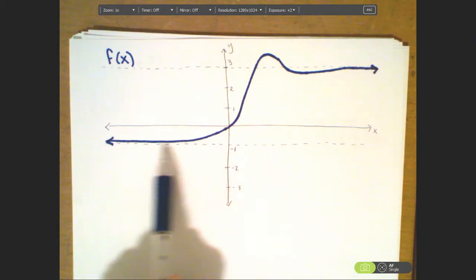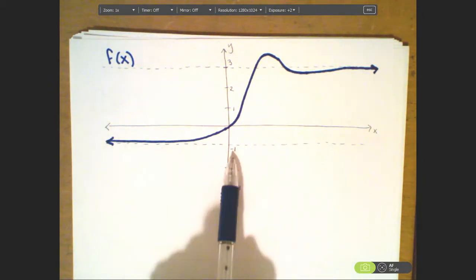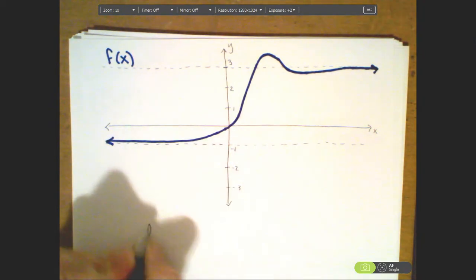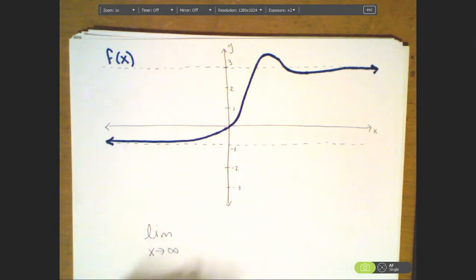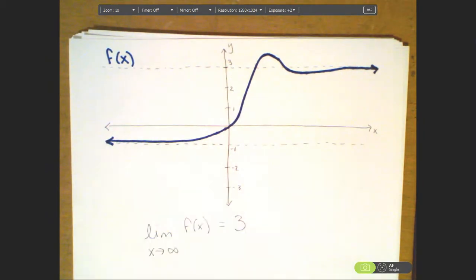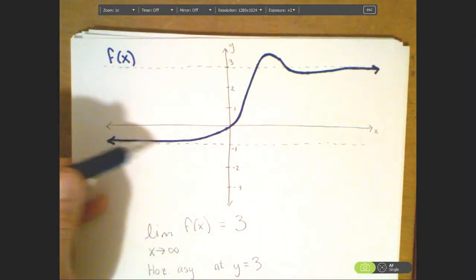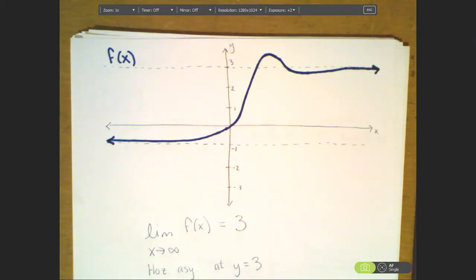Similarly, as we see x getting more and more negative, or approaching negative infinity, we see that our y values are leveling out near -1. So based on this graphical analysis, we would say that the limit as x approaches infinity of this function f of x is equal to 3, because our y values are getting closer to 3. And we would therefore say that we have a horizontal asymptote at y equals 3. We also find that the limit as x approaches negative infinity of this graph, the y values are getting closer and closer to -1, and so we have the limit of -1, and we have a horizontal asymptote at y equals -1.